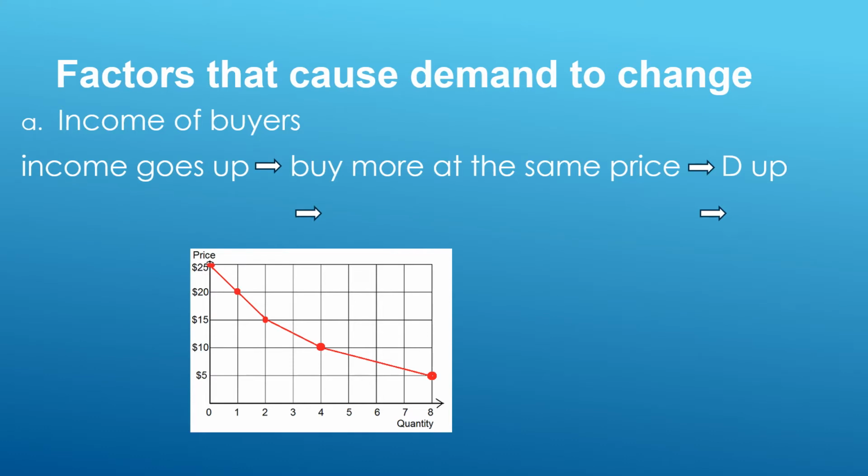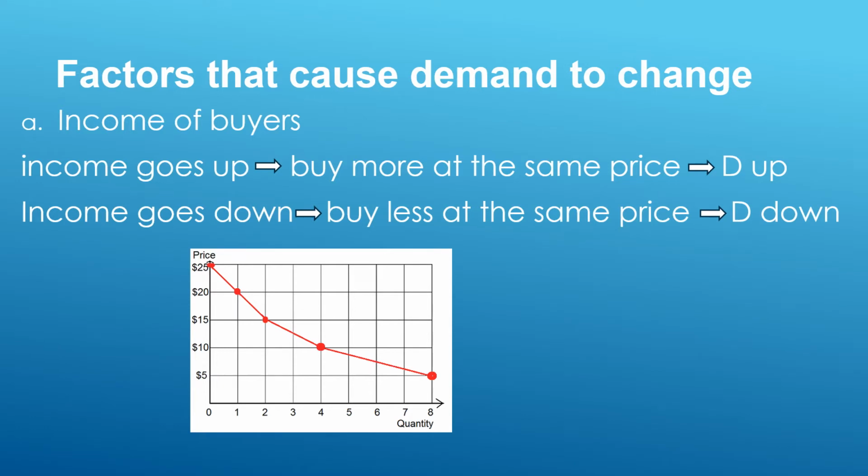When people's income goes higher, they tend to buy more of the good even though the price is the same. So demand will go up. And if the income goes down, people tend to buy less of the good at the same price. So demand goes down.